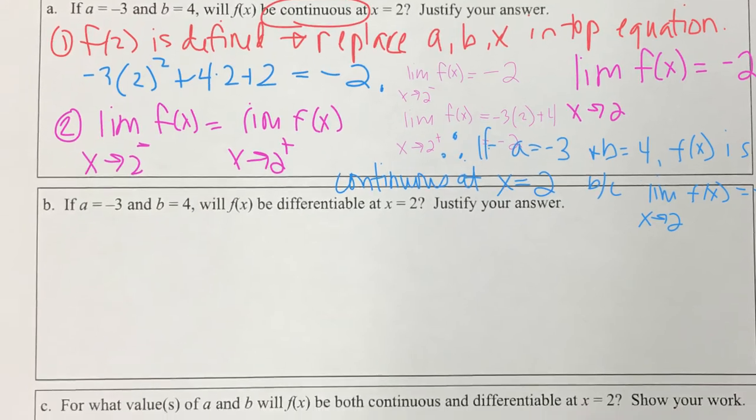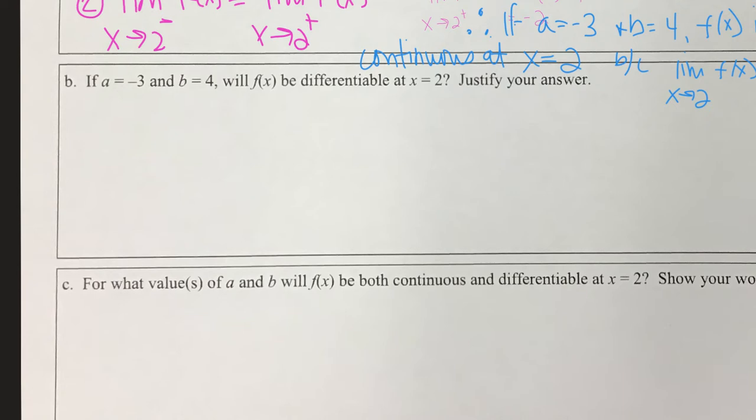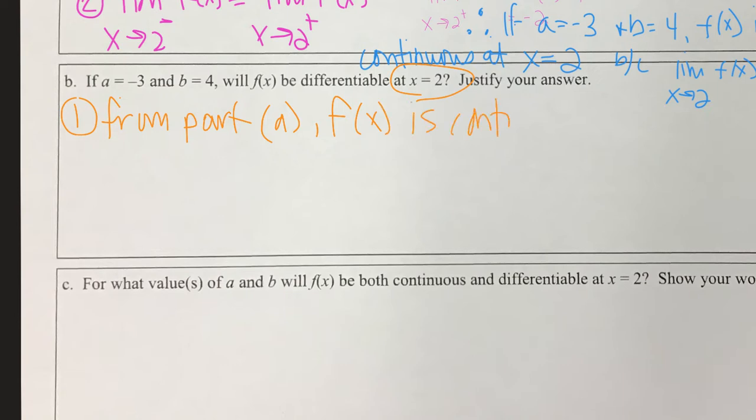Okay, so part 2 says, is it differentiable? Differentiability implies, number 1, that from part A we already showed that this thing is continuous. That's part of it being differentiable, that it has to be continuous. In my worst, sloppiest handwriting ever: from part A, our function is in fact continuous.